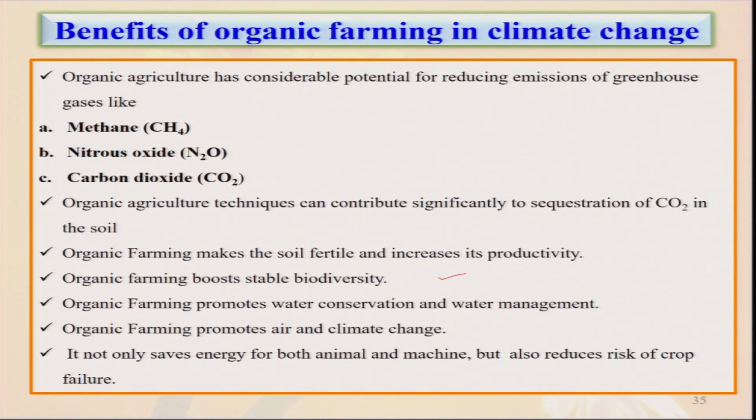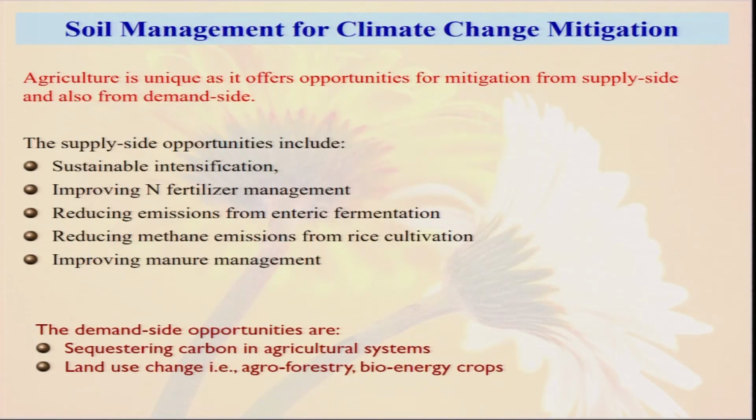So organic farming not only saves energy for both an annual machine, but also reduces crop failure, because I have already told previously how they help against the crop failure pressures. What are the soil management practices for climate change mitigation?